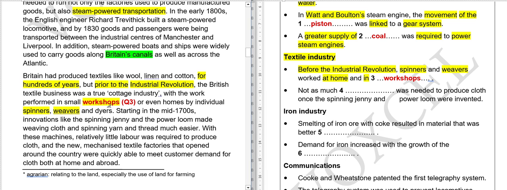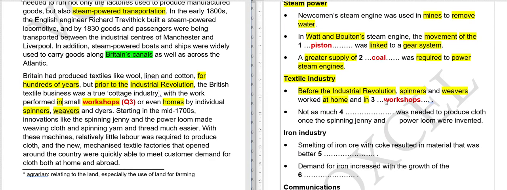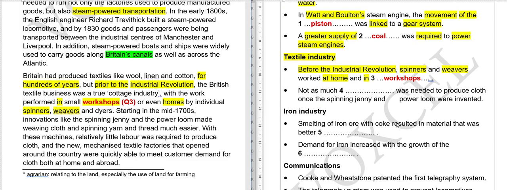So they worked in homes, and second were in small workshops. Here it is written, in small workshops. Obviously we cannot write small workshops because we have to write only one word. If I write small workshops, my answer will be marked incorrect. And if I only write small, it will not make any sense. So workshop is the best suited word here.